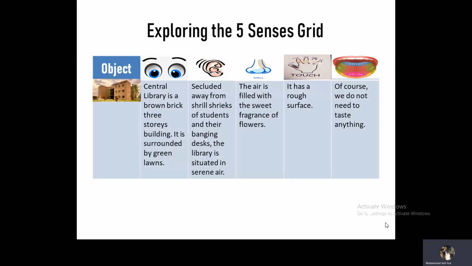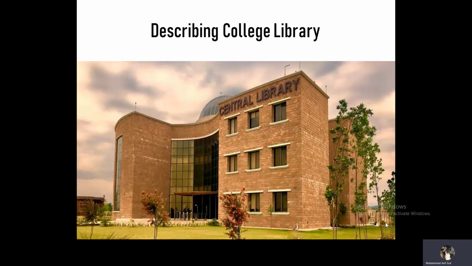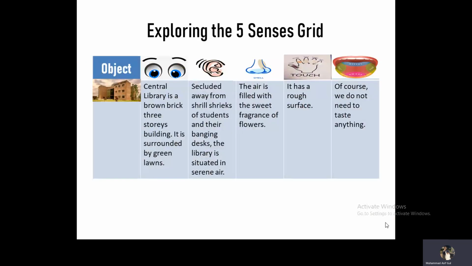And here then we have to use our last sense, a sense of taste, but we must remember that we are not supposed to use all of our five senses everywhere. As we can see that we do not have anything to taste here, so there is no need to apply this sense of taste while describing our central library. So this is how we have described the outside of our library.